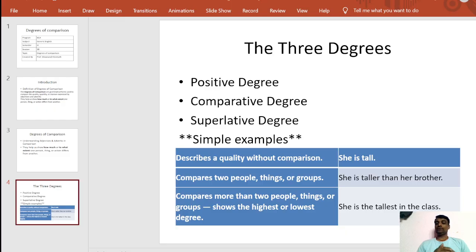So this is a little bit of an introduction to the degrees of comparison. We can see more in the next session.